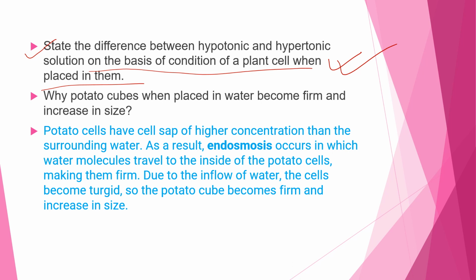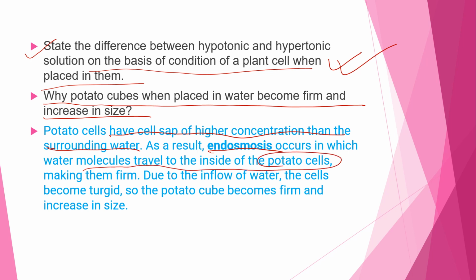Now, why do potato cubes, when placed in water, become firm and increase in size? This is also a very interesting question. Potato cells have cell sap of higher concentration than the surrounding water. As a result, endosmosis occurs, in which the water molecules travel inside the potato cells and make them firm.